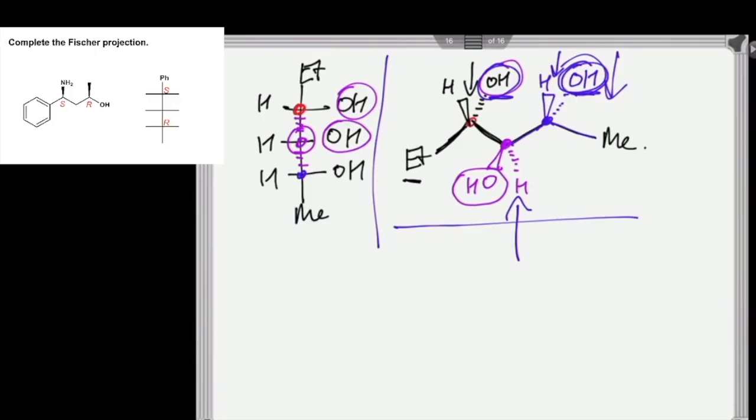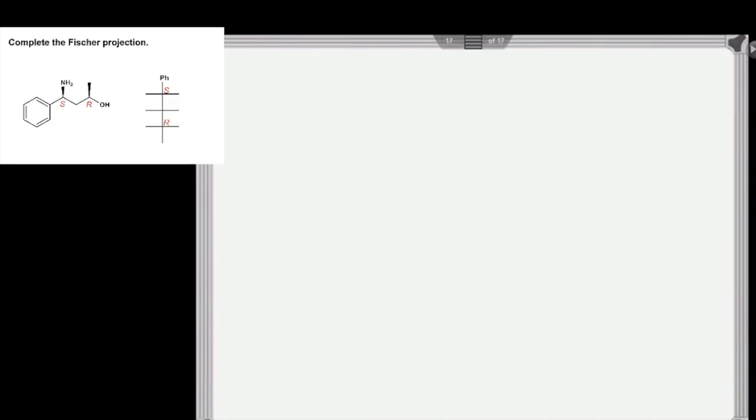Okay, so now what we're going to do is fill in the structure that you see here. We have a phenyl group, we have a carbon with a nitrogen on it with an S configuration, and then two carbons away, a carbon with a methyl and an OH. Now there's two different pieces. So I'm going to start off by abbreviating this a bit to make it a little bit easier on us. We have 3 carbons long. We have our NH2, and we have our methyl in this conformation here, and OH.